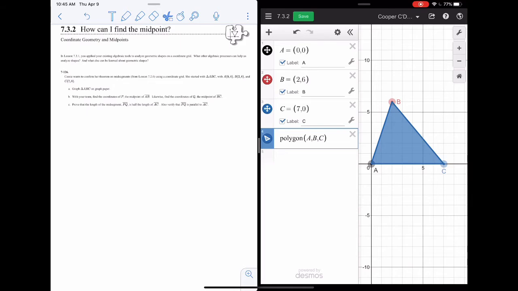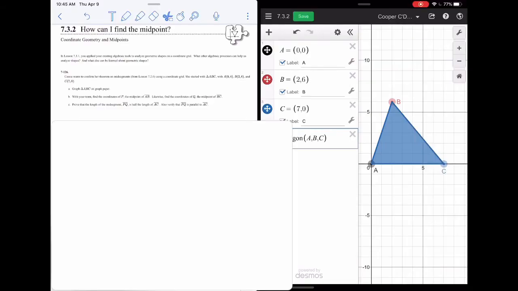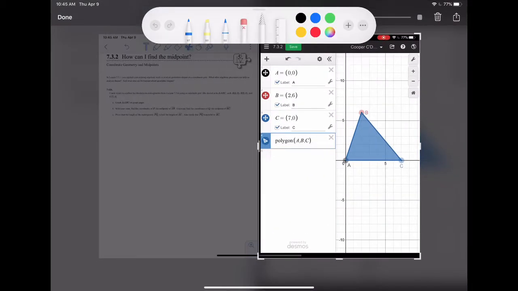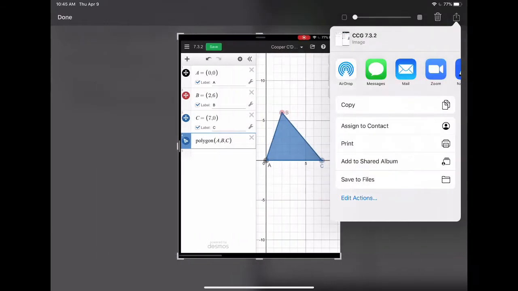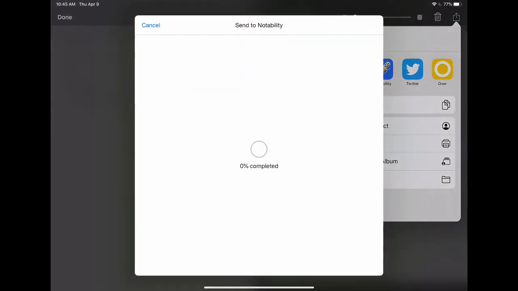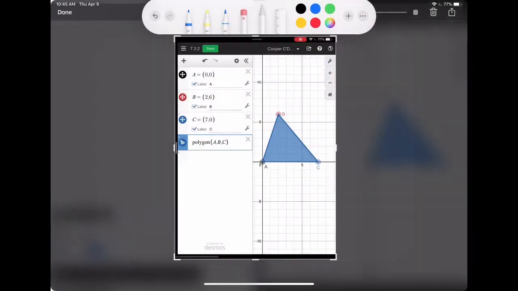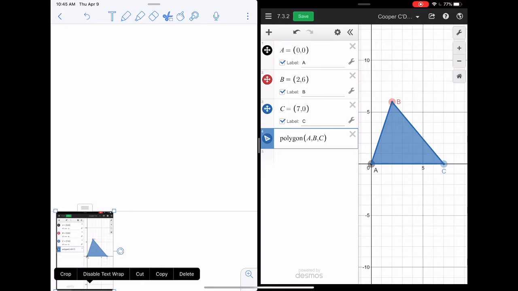What I'm going to do now is I'm going to take a screenshot of this and I'm going to crop it and export it to Notability so I can write on top of it. And there it is.